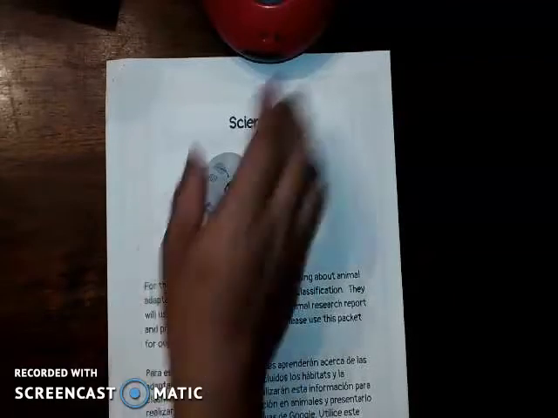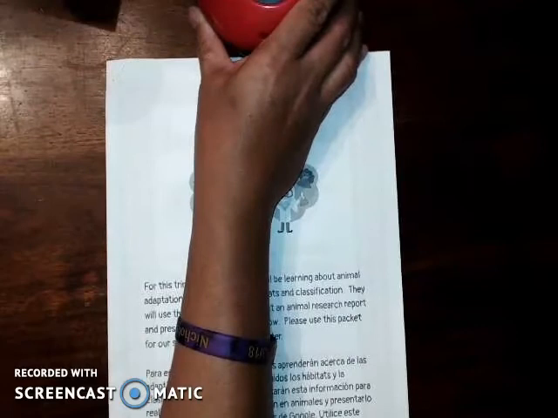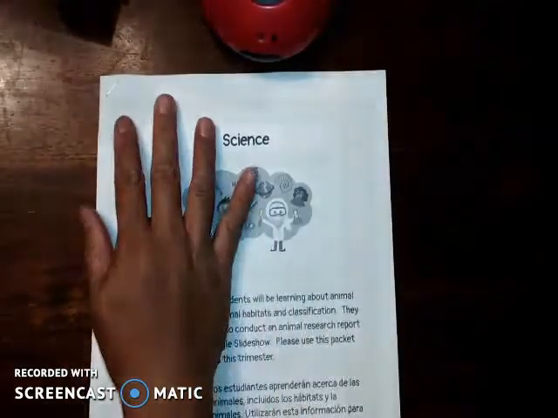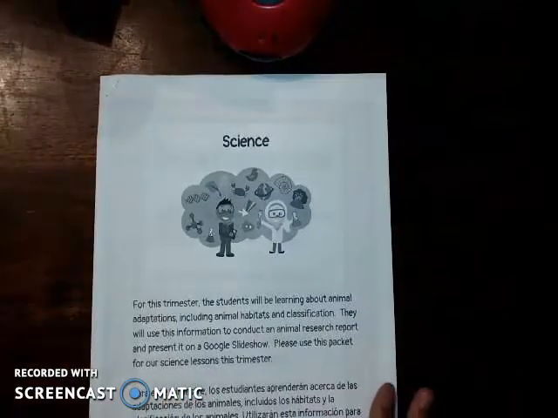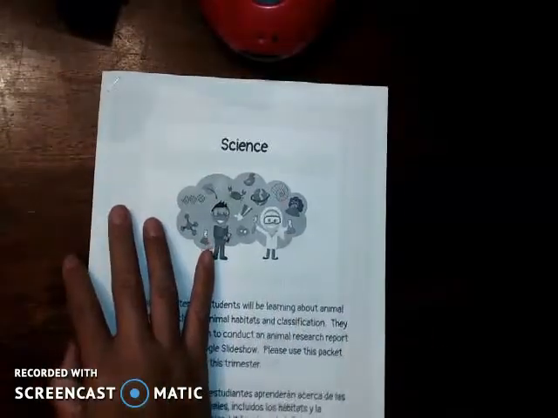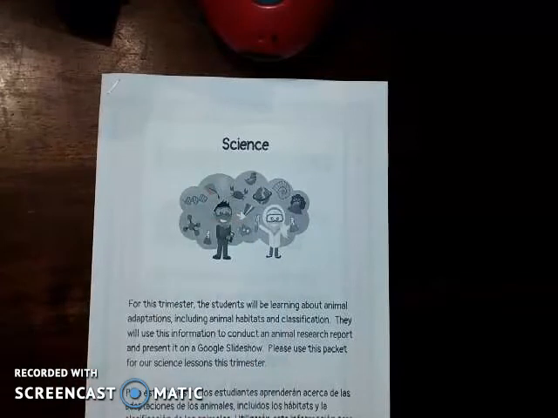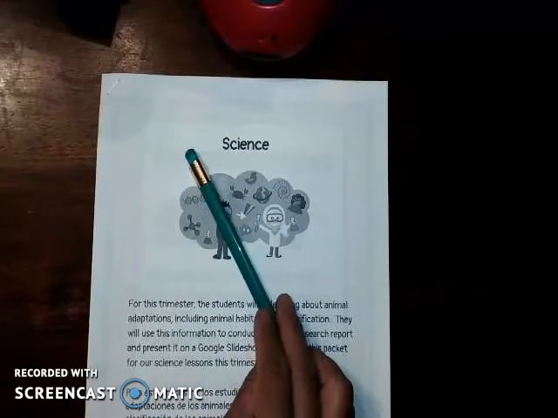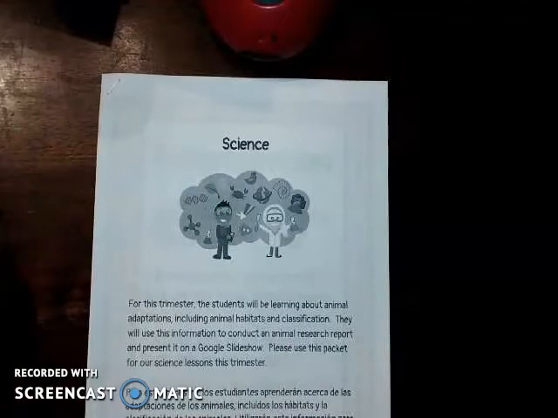Okay, boys and girls, so we're in part 2 of our animal lesson, and we are going to go over the invertebrates group. So you'll need two things. You'll need your science packet, and you'll need your pencil to write with. Let's open up to the very first page where we have our invertebrates.